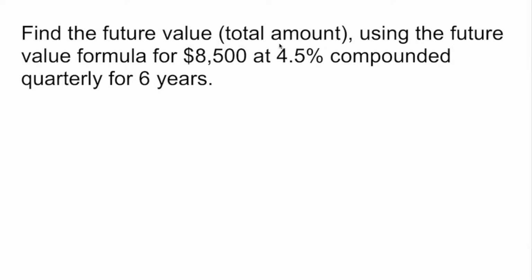So find the future value using the future value formula for $8,500 at 4.5% compounded quarterly for 6 years. So what is given actually? What is the future value? So we do have a future value. Let's write it down here actually.